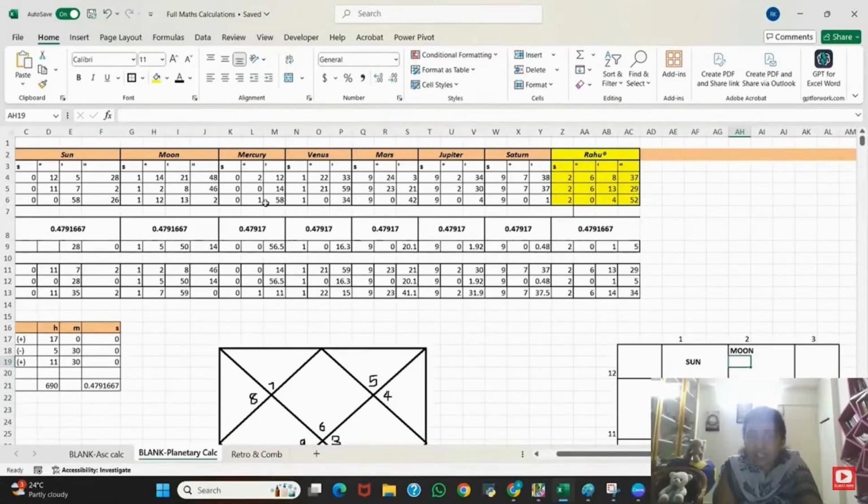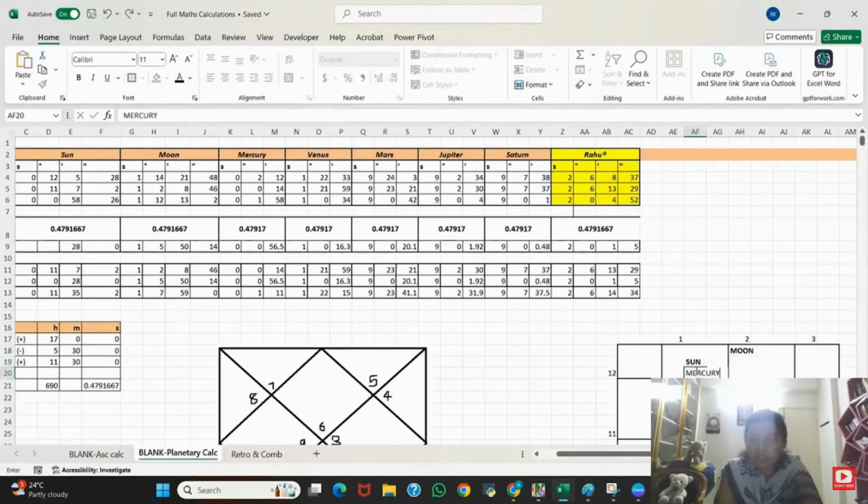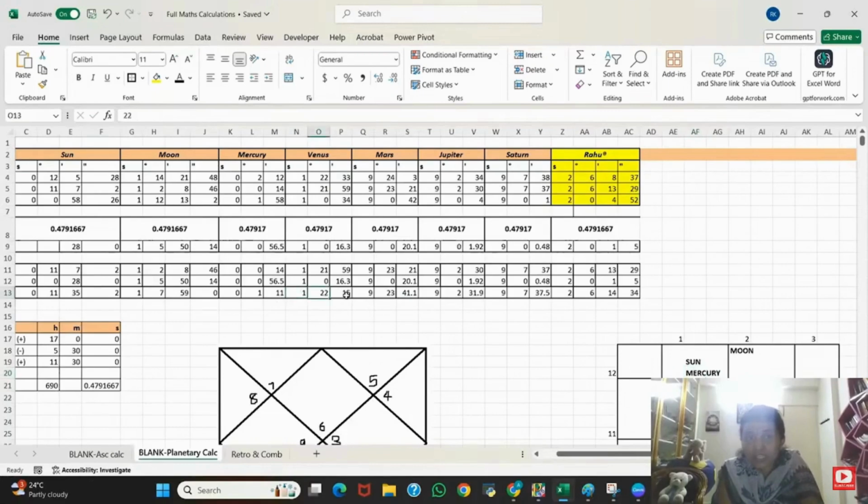Next, Mercury is in 0 sign past 1 degree 11 minutes, so it has to come in Mesh Rashi only. I will note down Mercury here, at 1 degree 11 minutes. Then Venus is in 1 sign past 22 degree 15 minutes, so it will be in Vrishabh Rashi. So Venus is in its own place. The Moon is exalted, the Sun is exalted, and Venus is in its own Rashi. A good day I have chosen.